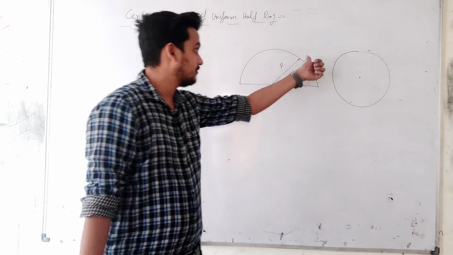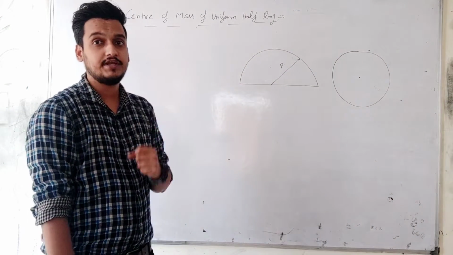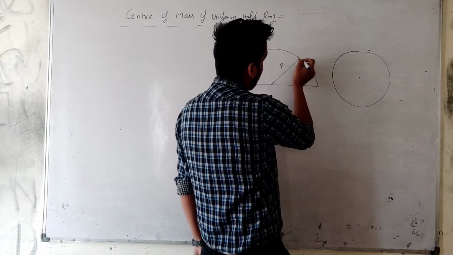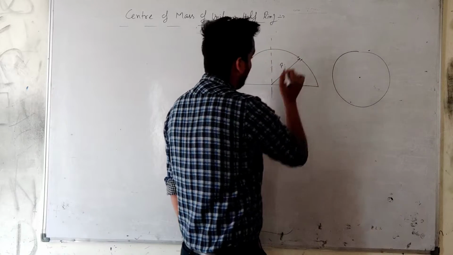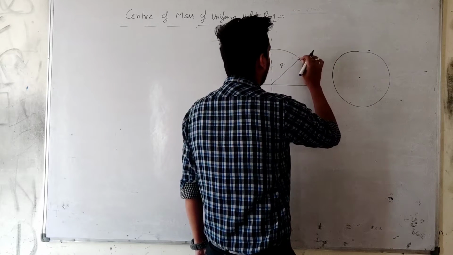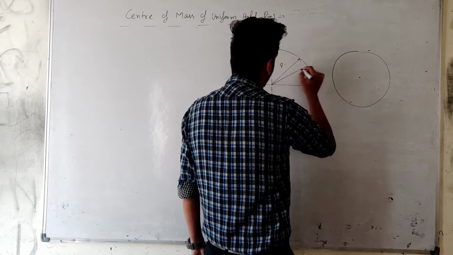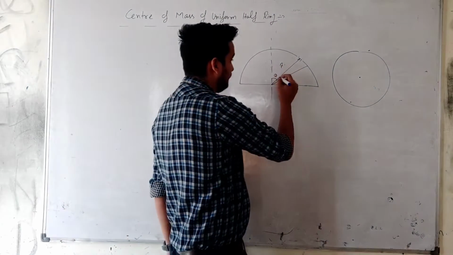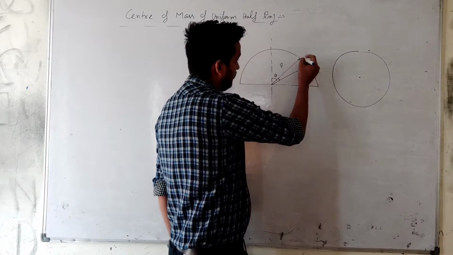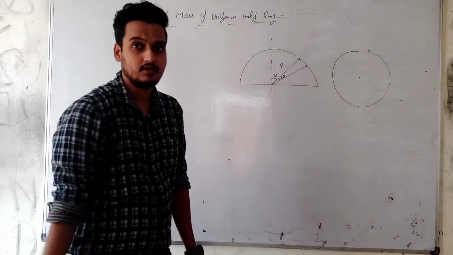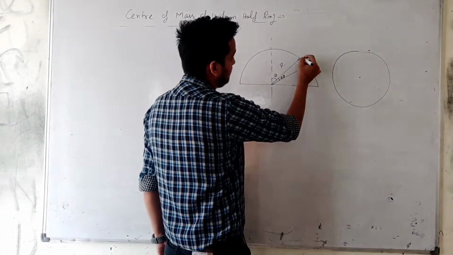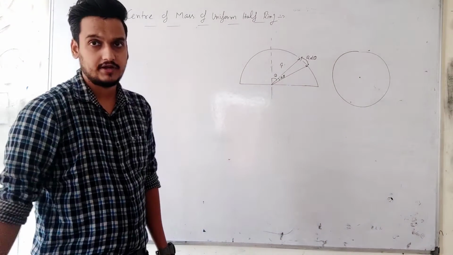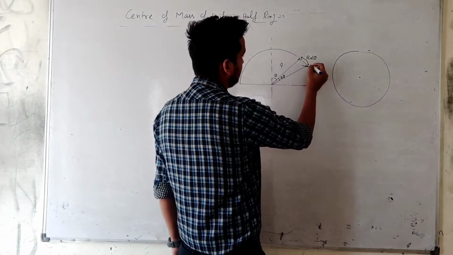To calculate the center of mass of the half ring, first we need to consider a small element on the ring. So suppose here we consider a small element of mass dm at an angle theta from the vertical, and the width of this element is d theta. Then this distance will become equal to r d theta, right? Suppose the mass of this element is dm.